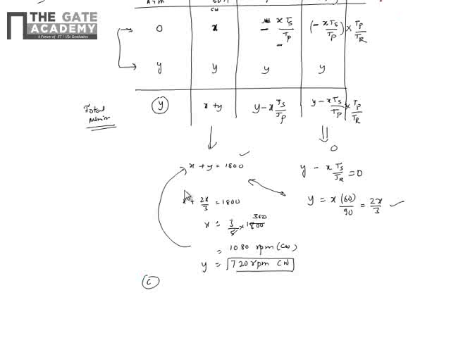So understand this table method, and you can solve any epicyclic gear train problem. So this is for the 52nd problem. Now let's try the 53rd problem.